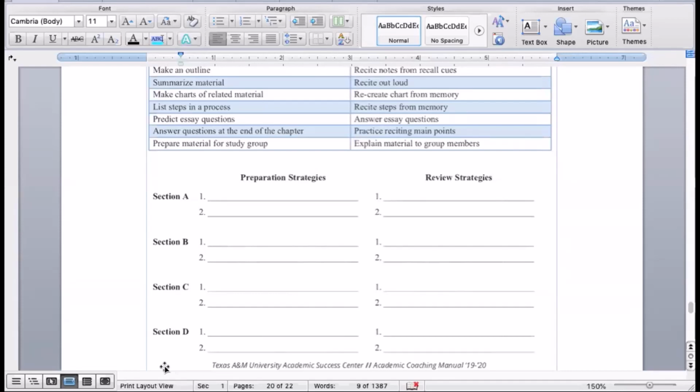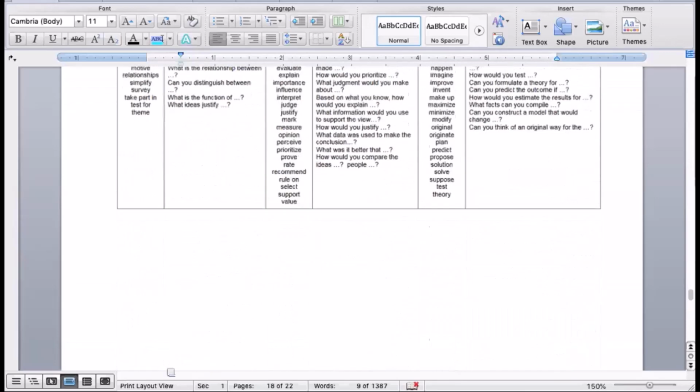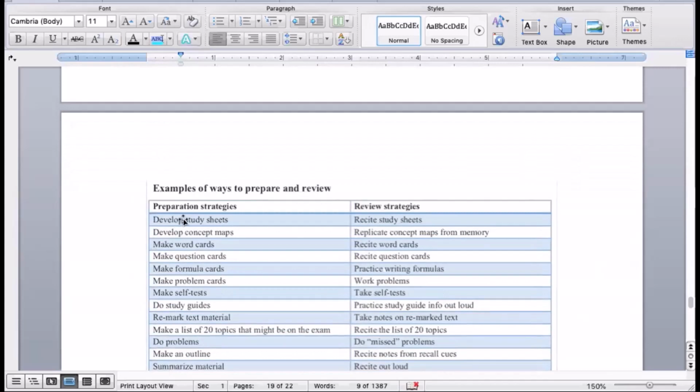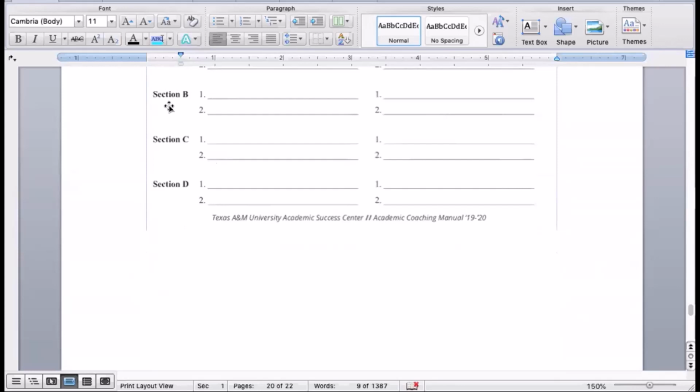So maybe it's like chapters 1 through 3, chapters 4 through 6, and so on. Or maybe I'm going to look just at the stuff from weeks 1 and 2, weeks 3 and 4, 5 and 6, or I'm just going to look at this part of my study guide from up here, and then this part, and then this part. However it makes the most sense to divide it into these different chunks, more or less equal, 1, 2, 3, 4. Here's the next thing you can do with them.